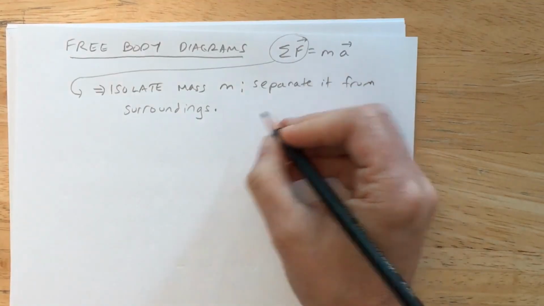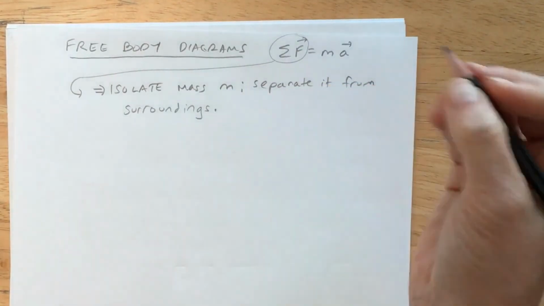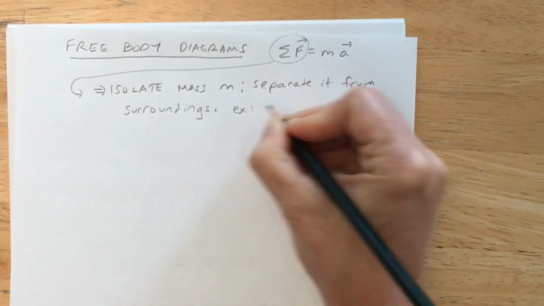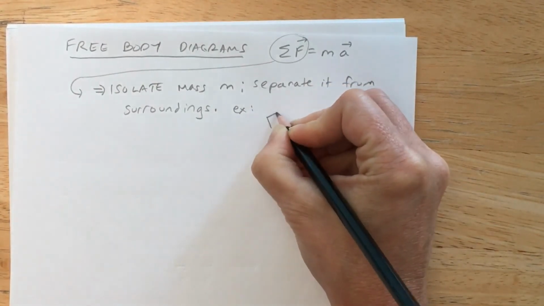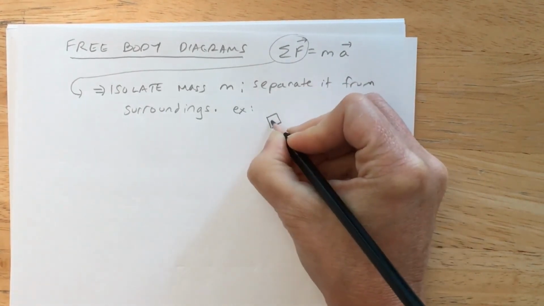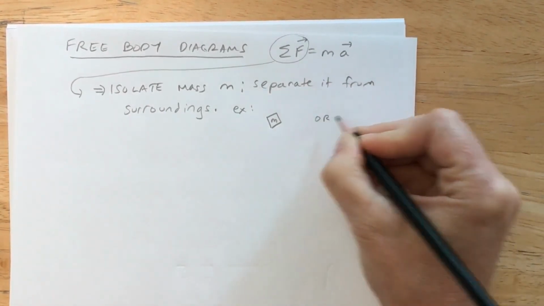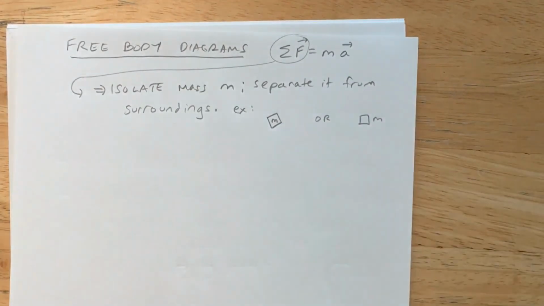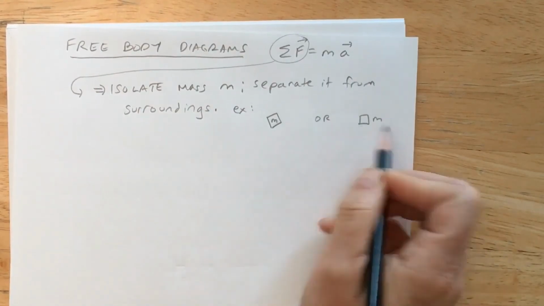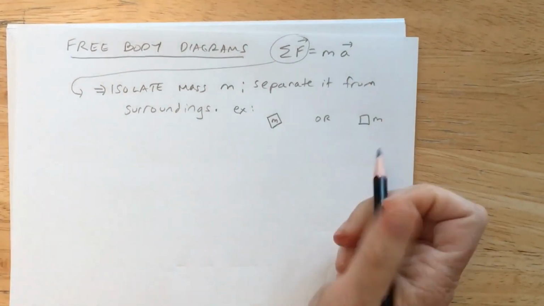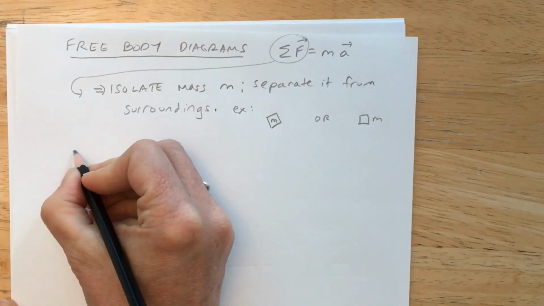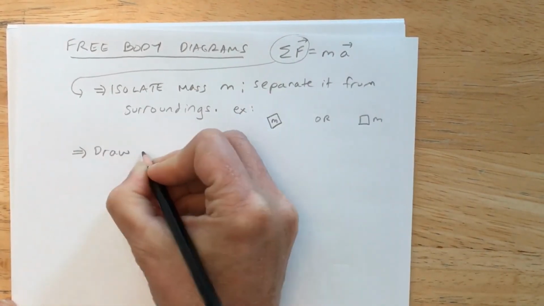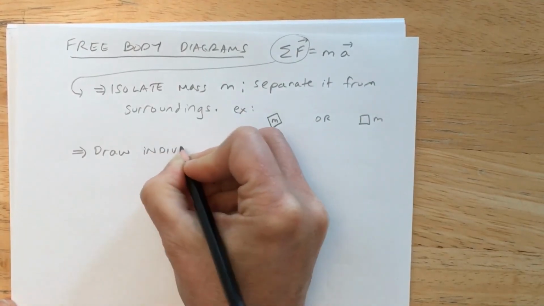So let's say, for example, I have a box on a ramp. Then in that case, I might draw not so much the ramp, but I can just draw the box of mass m. Or if it's a box in an elevator, I might not tilt the box and I might just have, say, a box of mass m like this. But I'm just isolating my object. I'm removing it from the rest of the picture. That's the first step.